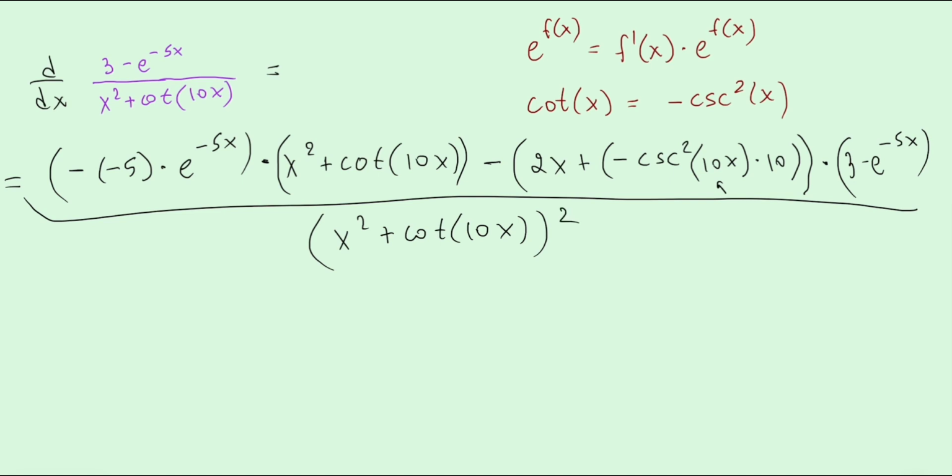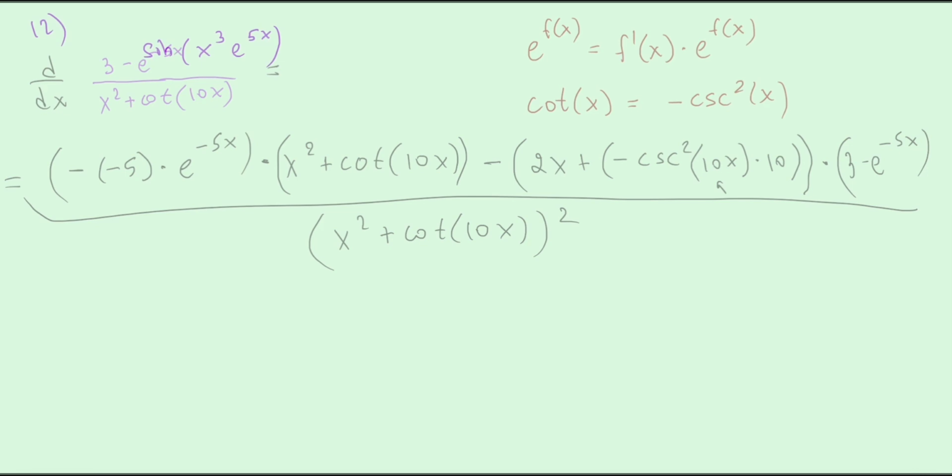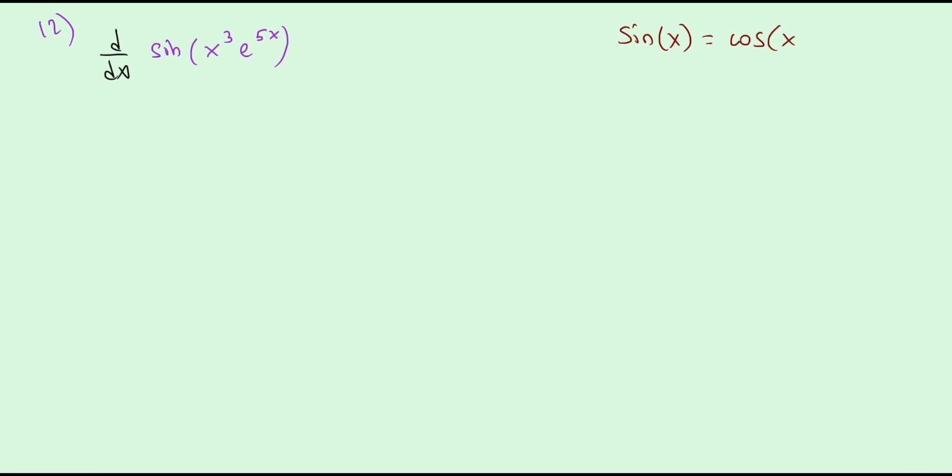The rest will have to be simplified. For example number 12, we are deriving sine of x cubed times e to the 5x. Let's start with the rules. Derivative of a sine function is going to be cosine of x, and derivative of an exponential function is going to be derivative of the power times the function itself.